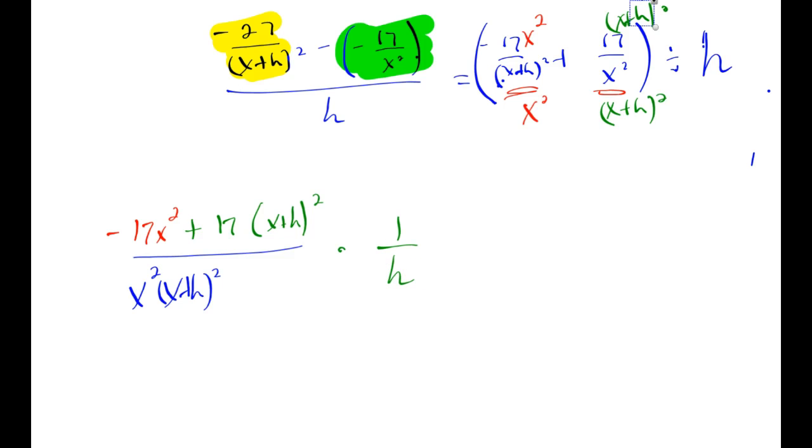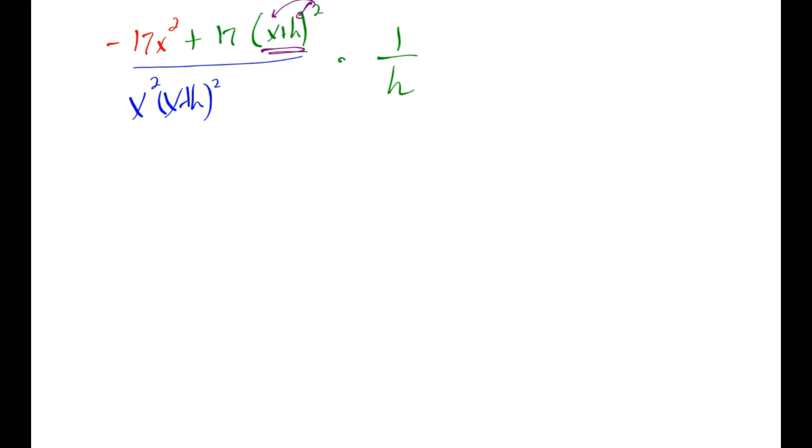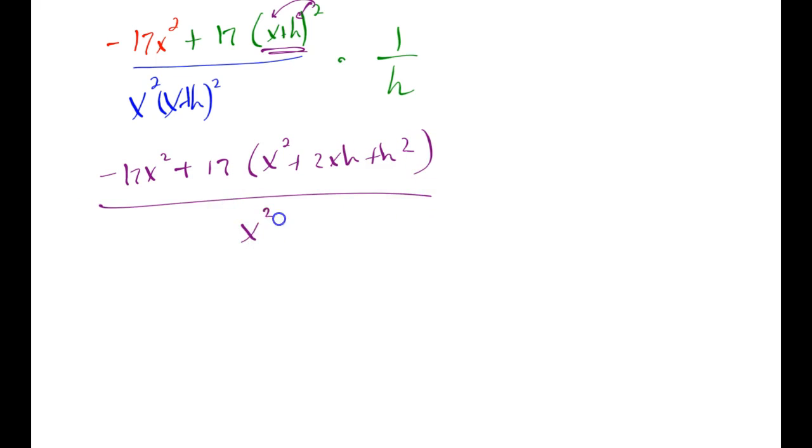The next thing I'll try to do is simplify x plus h quantity squared. Be careful, the mistake students will always make is telling me it's x squared plus h squared. You can't distribute that exponent over addition and subtraction, only multiplication and division. So I'm going to rewrite this. I'll leave the red 17 x squared. I'll leave this 17 out there, and I'm going to properly FOIL this by squaring the first, twice the product, and square the last, all divided by the common denominator.